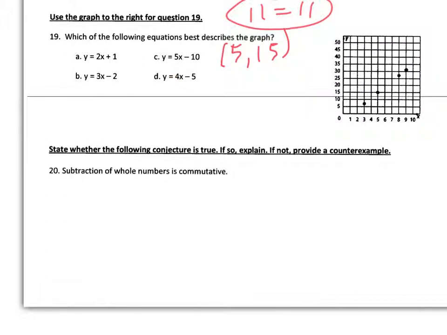works. So 5, 15. Okay, so I'm going to do 2 times, take out the x, plug in the 5, plus 1. And we're going to see if that equals our y value. We're going to see if that equals 15. 2 times 5 is 10, plus 1. 10 plus 1 is 11. Does 11 equal 15? No. So A is not correct.